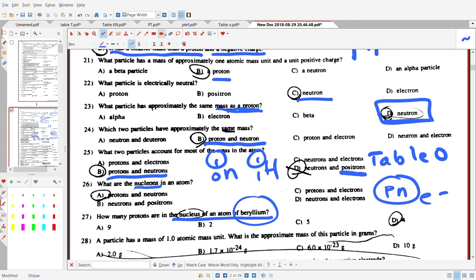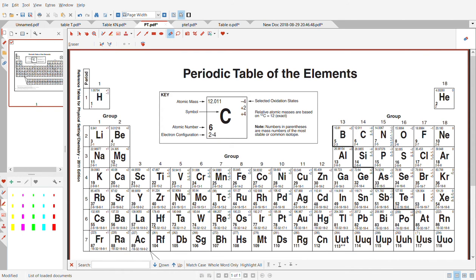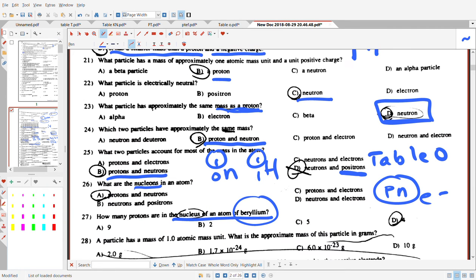How many protons are in the nucleus of beryllium? We're going to look up beryllium on the periodic table. Beryllium is Be, and it has an atomic number of 4. So it has 4 protons. That charge there is not the nuclear charge. That 2 there is not the nuclear charge, so the answer is 4.